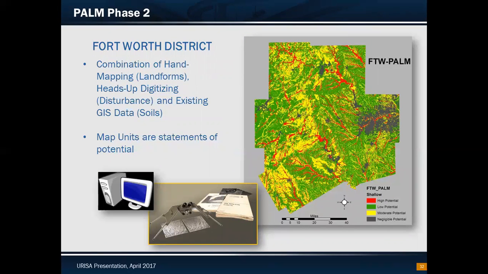By this time, early 2002, we had more data available. The SSURGO data was appearing. And so I didn't have to use the paper soil books anymore. But I still did hand mapping of landforms. And that was layered with some heads-up map digitizing of disturbance.